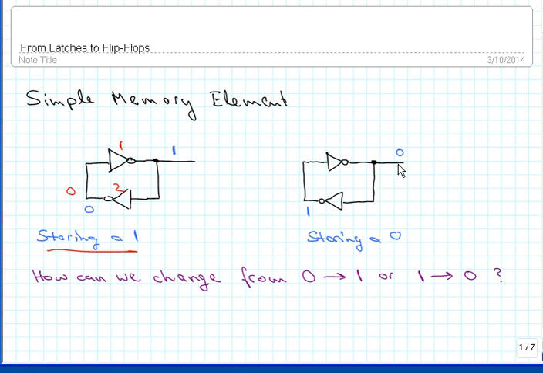And similarly, if the output is at 0, then that 0 goes back through that lower inverter, creates a 1 here, and that 1 goes back through the upper inverter, and that creates a 0 here. So it's a feedback circuit, and it stores a bit of 0. The interesting question is, how can we change the value that is being stored in this circuit from 0 to 1 or from 1 to 0?